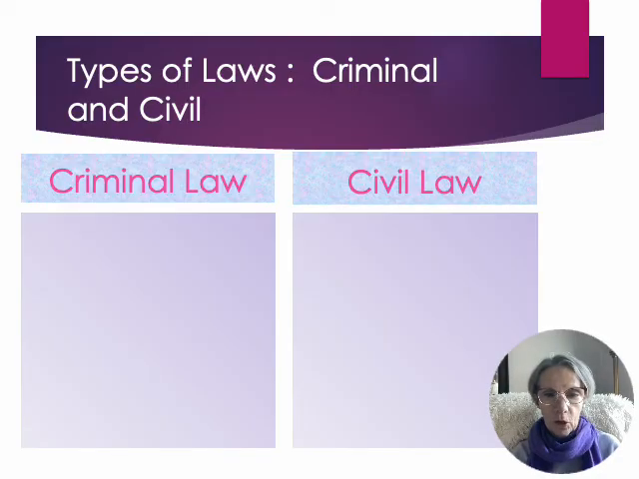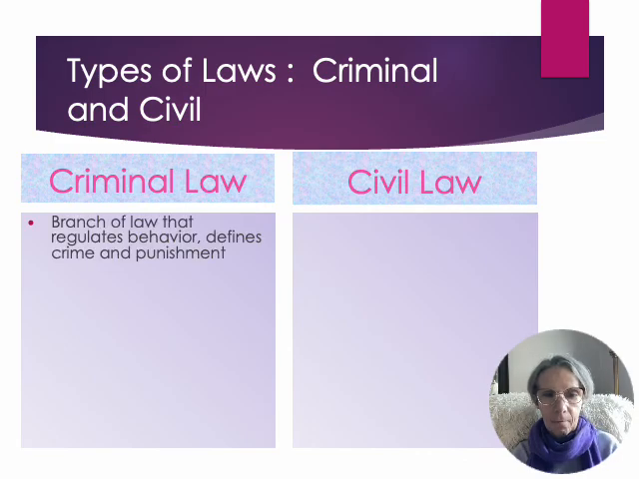Okay, so let's move on to look at the two types of law. There are actually three that are talked about in your textbook, but here we're going to be focusing on criminal and civil law, and I'll let you read about administrative law in the textbook. And so what is the difference between criminal law and civil law? Well, criminal law is the branch of law that regulates behavior, defines what a crime is, and defines what the punishment is going to be as well.